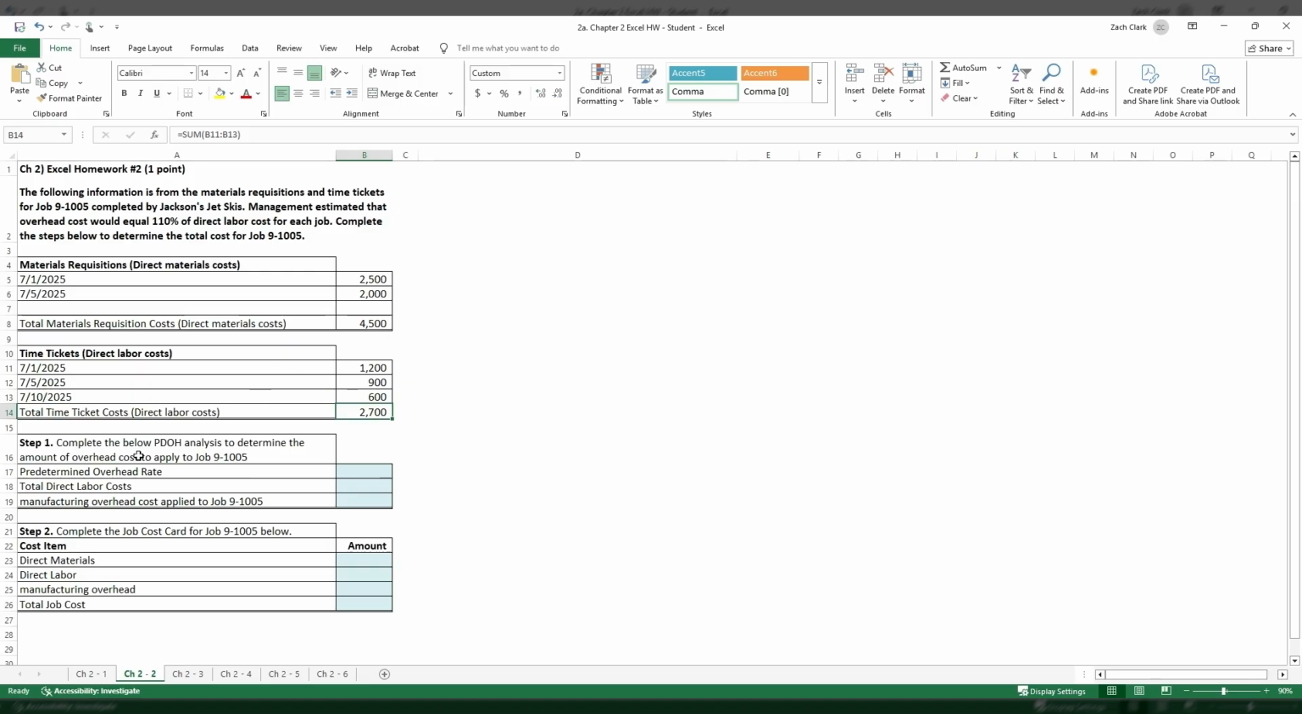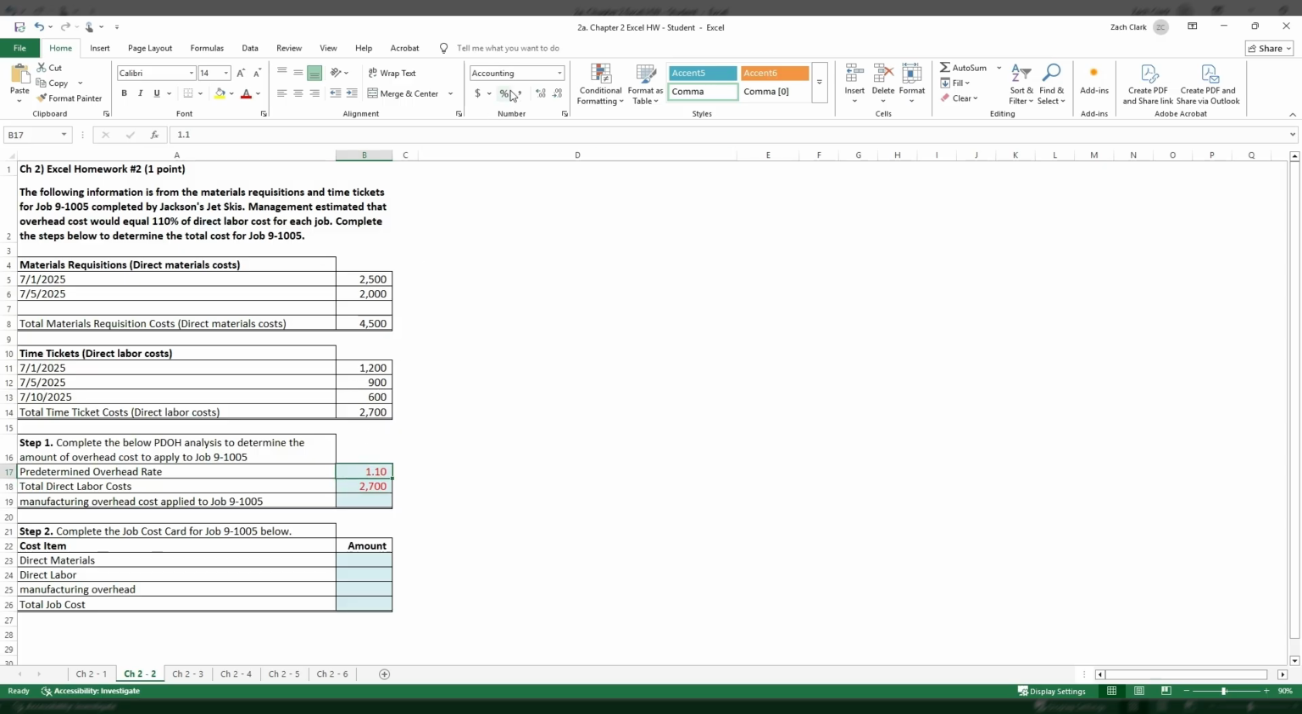And then step 1, we want to complete the below predetermined overhead analysis to determine the amount of overhead cost to apply to our job. And here, okay, so predetermined overhead rate, let's just put that in as 1.1 or 1.10. That is equivalent as a decimal to 110%. And then we've got total direct labor costs of 2,700, so we'll just link up to that, hit enter.